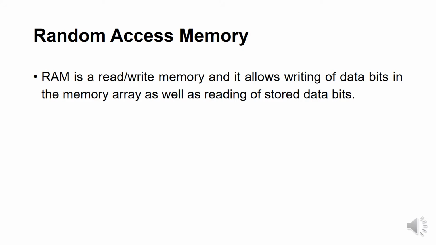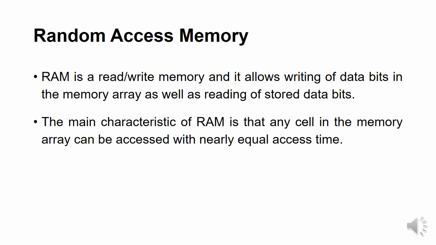Today we are going to discuss random access memory, also known as RAM. It is a semiconductor memory and it uses either positive feedback or capacitive charge to store the information. RAM is a read-write memory and it allows writing of data bits in the memory array as well as reading of stored data bits. The main characteristic of RAM is that any cell in the memory array can be accessed with nearly equal access time.